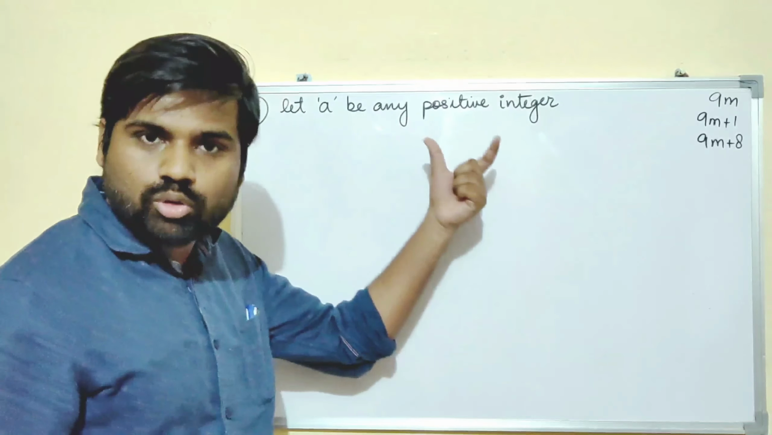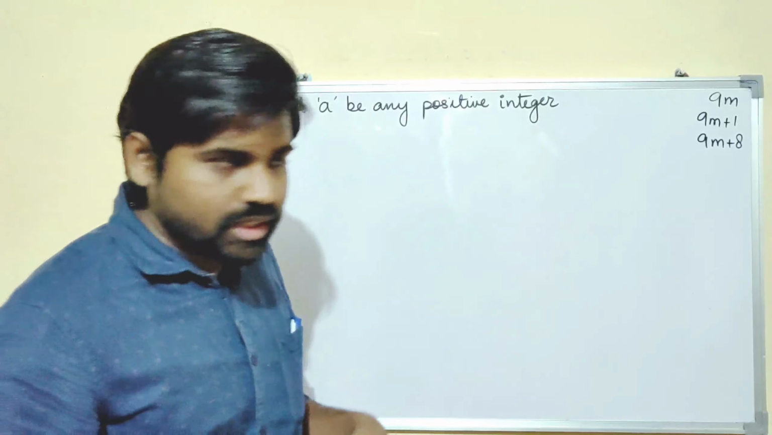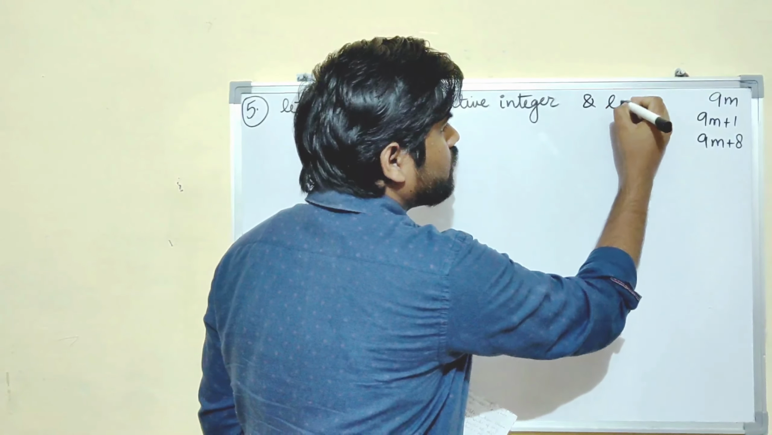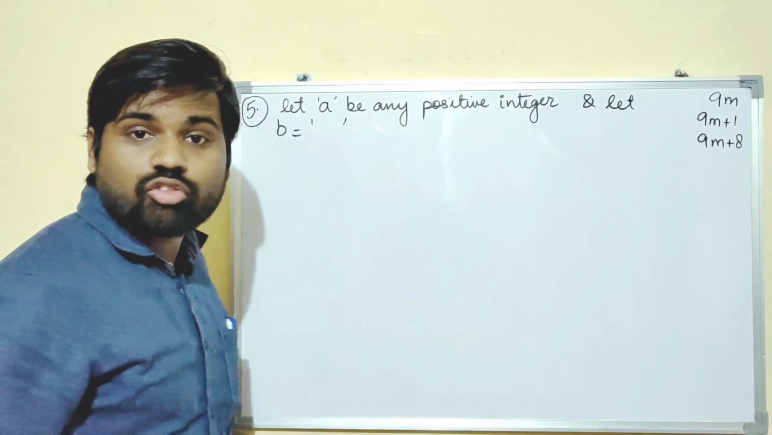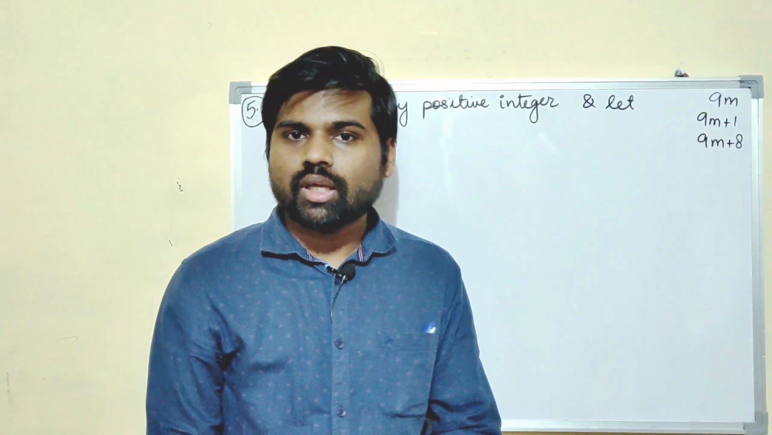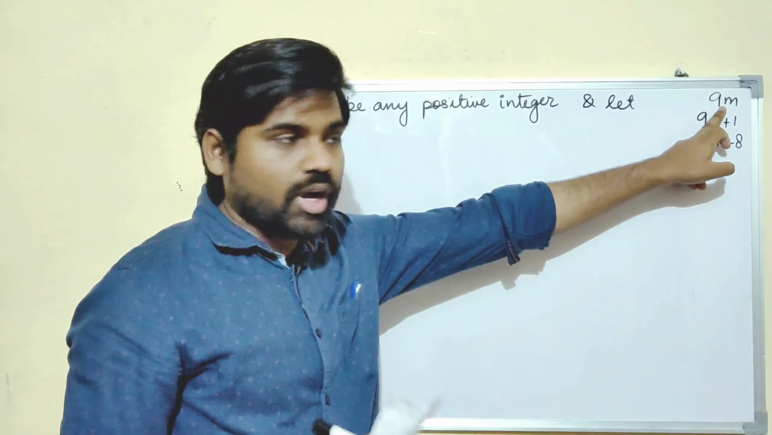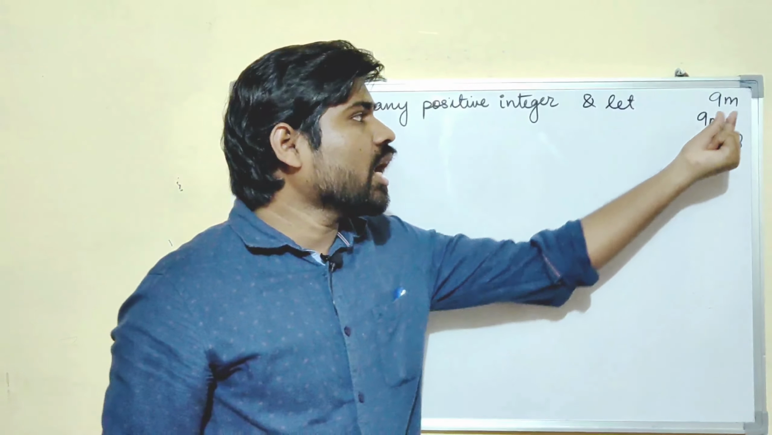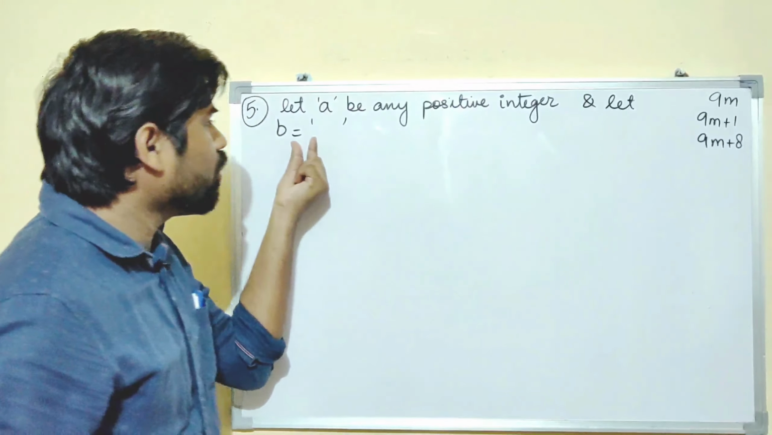That means we have to take both of them. So we have assumed a to be any positive integer, and let b be equal to, now tell me what will be the value of b. You might be thinking that the value of b will be 9. Why? Because I told you that the coefficient of m or q will be the value of b.